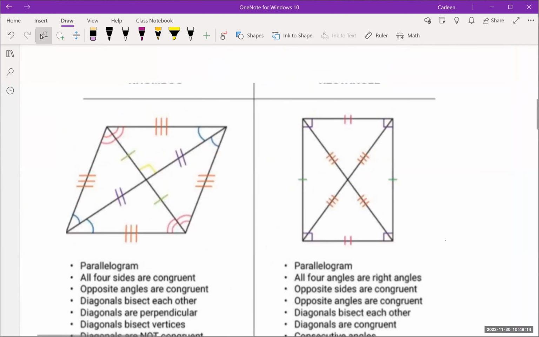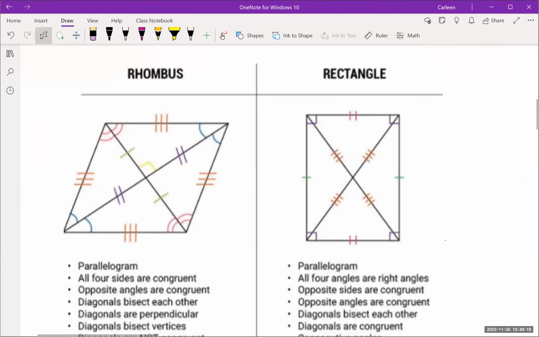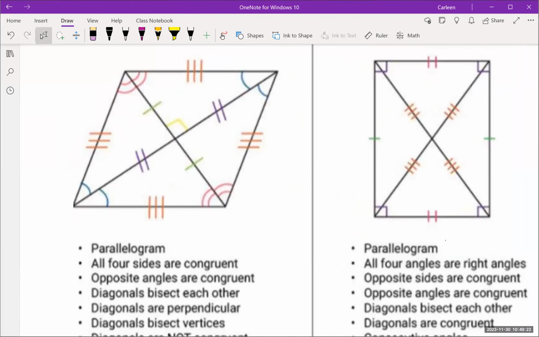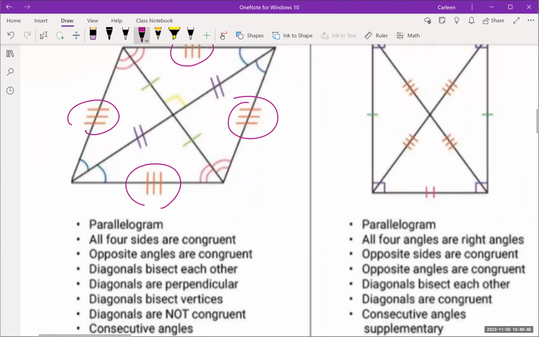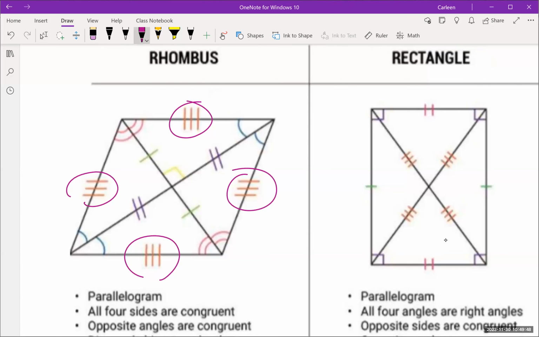A rhombus. If I have 2 of them, I have 2 rhombi. A rhombus is a square that doesn't have the 90-degree angles. Notice the definition of a rhombus is 4 congruent sides. It could have 90-degree angles, but we don't know that. So that's the rhombus. Notice diagonals are perpendicular, diagonals bisect each other.